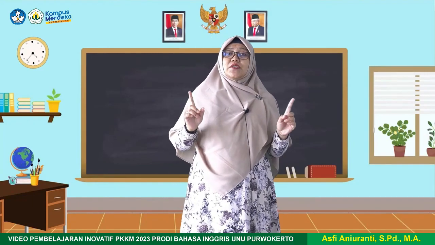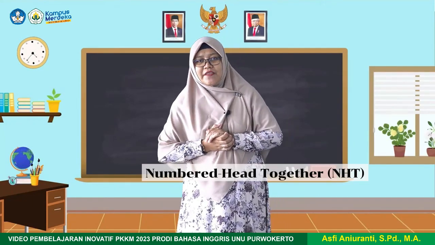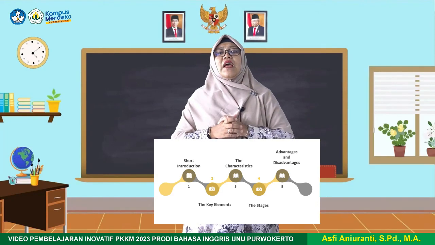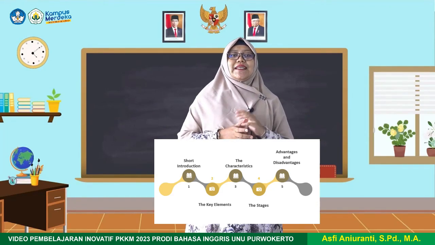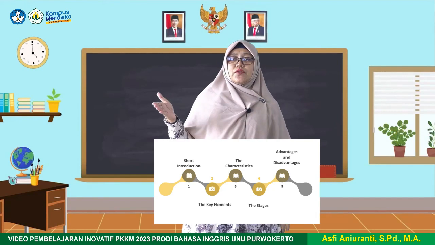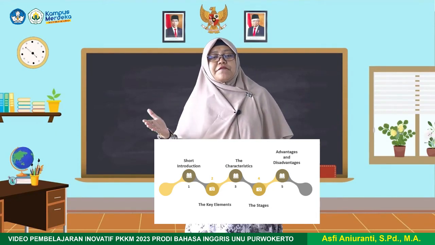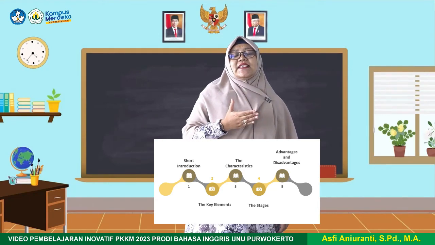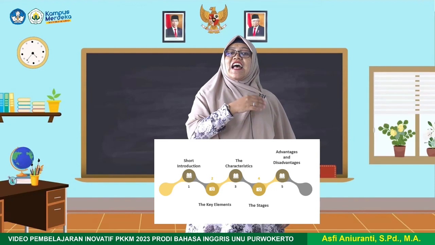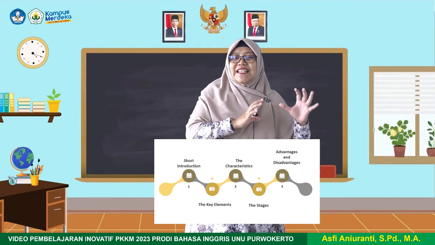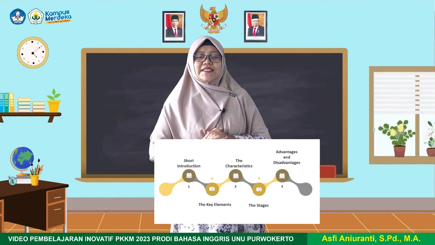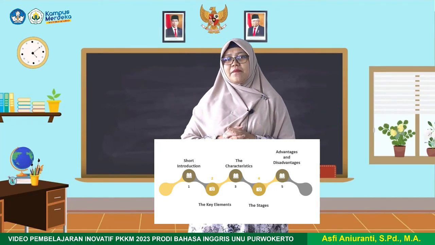Okay, let's start to talk about Numbered Heads Together first. I have a map here about Numbered Heads Together. The first thing that we are going to discuss is the short introduction. Then after that, we are going to talk about the key elements. And then the next is the characteristics. And then maybe the most crucial one, the stages or the phases. And then the last is the advantages and disadvantages of Numbered Heads Together.